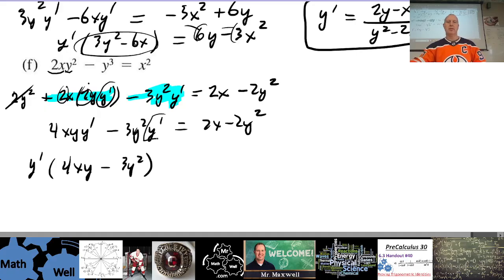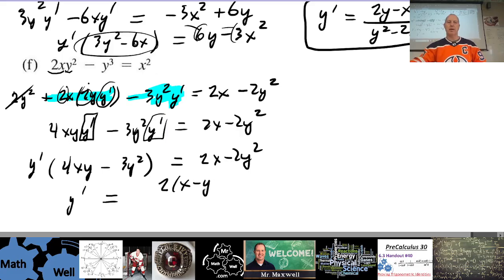When I take these common factors out there, the common factor of y prime, this is going to be 2x minus 2y squared. I'm going to isolate this and then I'm going to do some factoring now. So this, I could take a 2 out of here, x minus y squared. And then this one that I'm dividing out, I could take a y out of there. So y, 4x minus 3y.